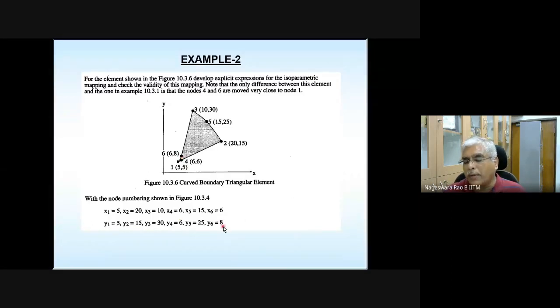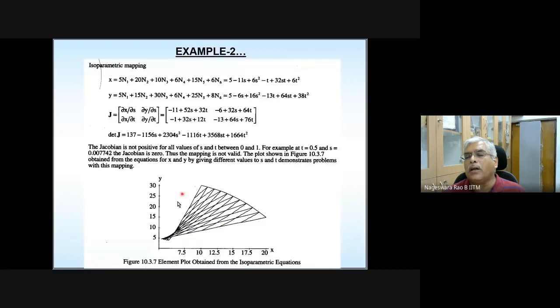So then the isoparametric mapping relations are written, and then you see how this plot looks. It is looking like a hand fan. When power is not there, we use some kind of palm leaf fan, that kind of thing. Or it is looking like a broom. Anyway, I'm just giving some explanation here. And here, you can see some fold is there. That shows that the mapping is not valid.